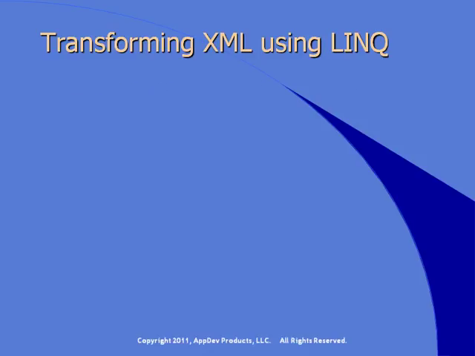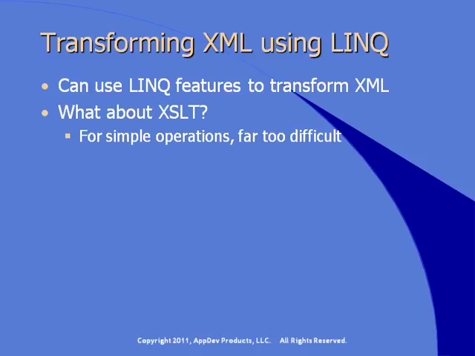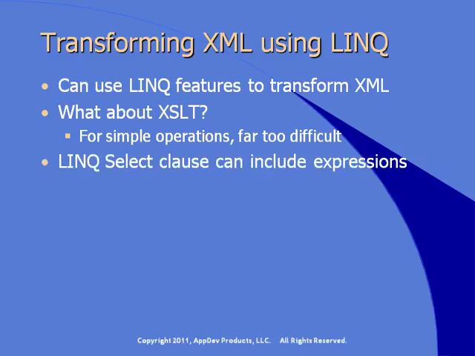You'll find that it's easy to use LINQ features to transform XML. And you're saying, what about my old friend XSLT? Well, certainly for simple operations, XSLT is far too difficult to learn. Entire thick books are written on transforming XML content using XSLT, and I don't like to use it. I like LINQ a lot better. It's the LINQ select clause that can include expressions, and these expressions show how you want to project the data. That is how you want to transform the data as you run the query.